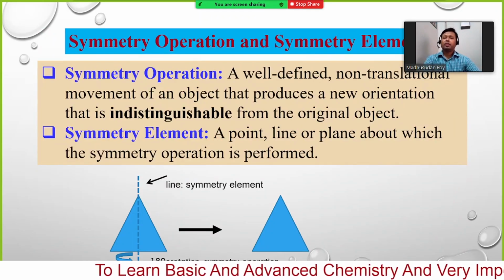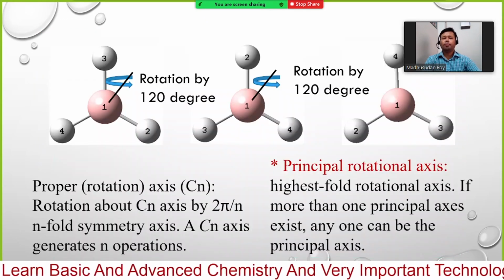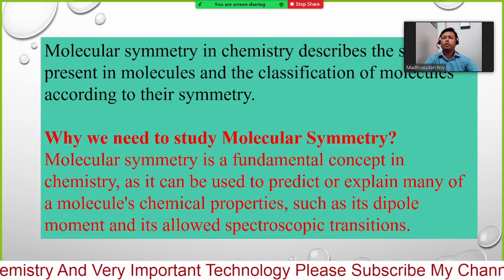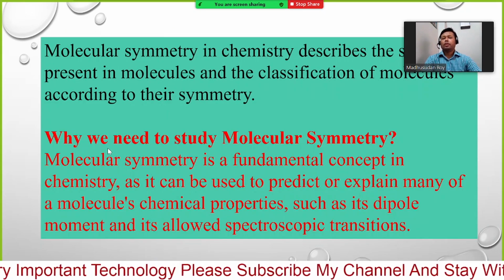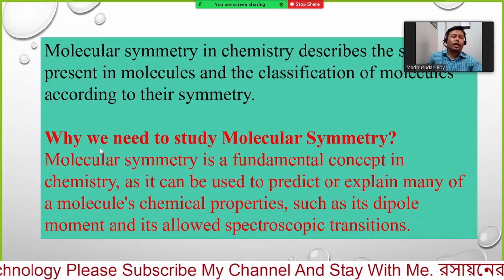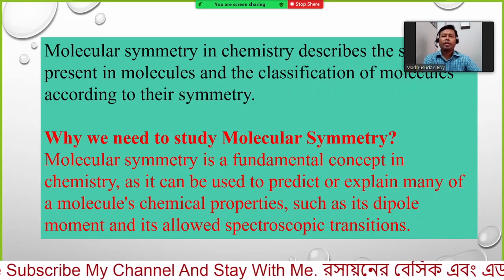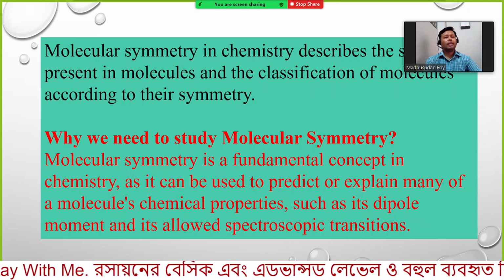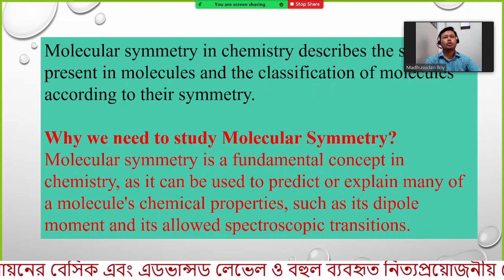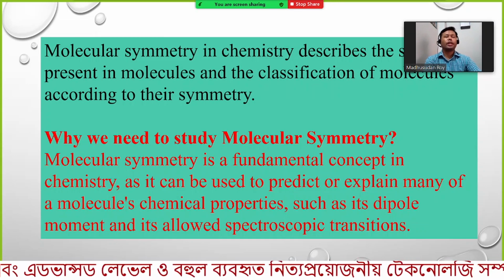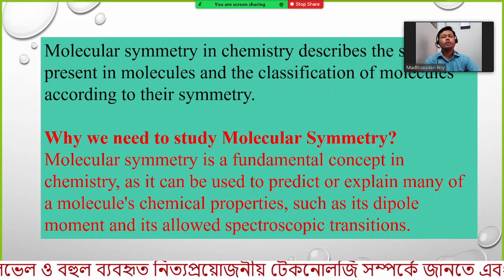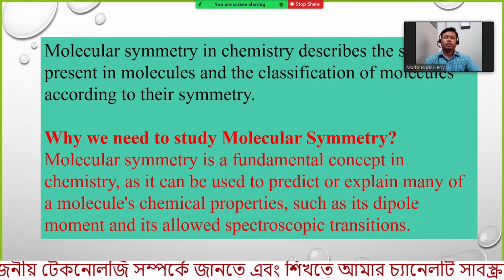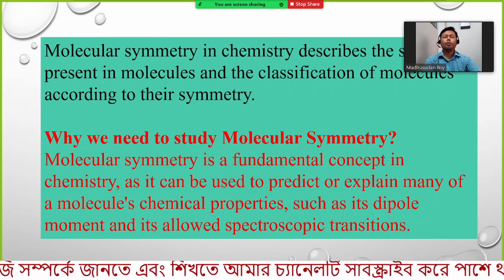Okay, we have mentioned something about operation and element, and today we are going to show you a little bit more examples. Why do you need to study molecular symmetry? In the last class I mentioned it a little bit. There are a lot of chemical properties of molecules, such as the dipole moment, and spectroscopic properties such as infrared spectra or Raman spectra. If you know the molecular symmetry, maybe you have an idea about the molecular structure of water.